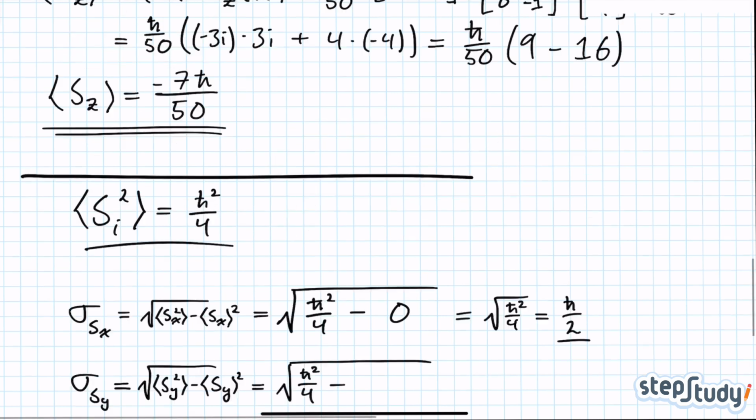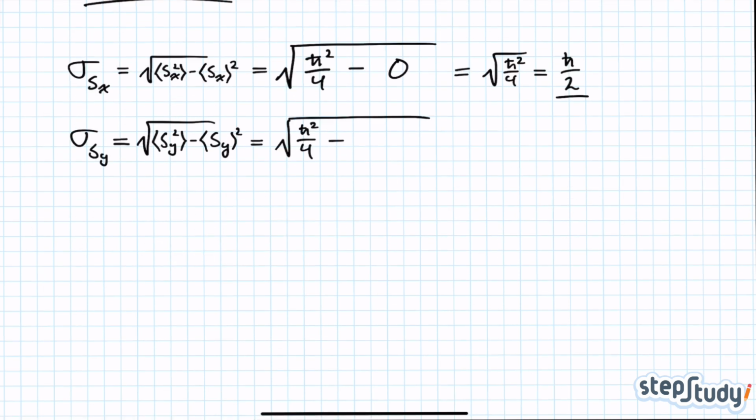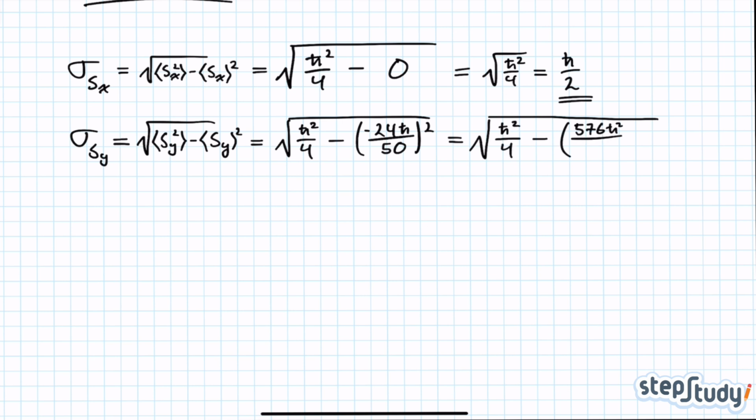And then go and look at the previous problems to see what the expected value of spin in the y direction was. Now here comes a bit of tedious algebra that I'll just fast forward through. The point is that in the end, you'll find the uncertainty of the spin in the y direction to be ħ times 7 over 50.